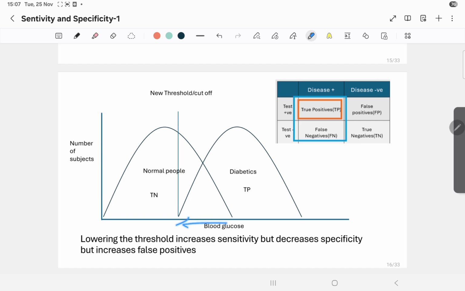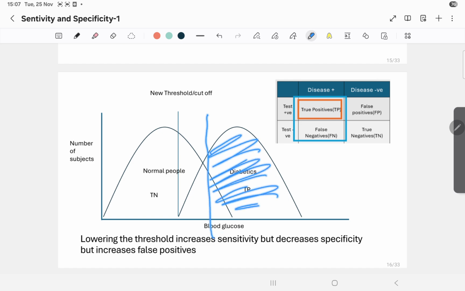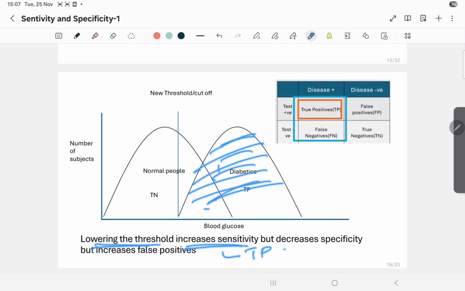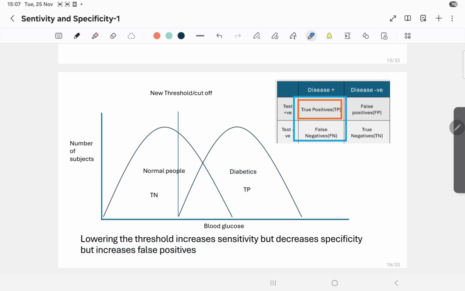So if I lower this threshold, previously my threshold or cutoff was here. Previously I was able to catch only this much of true positives. Now I am able to catch all the true positives. So lowering the threshold increases the sensitivity. What is sensitivity? True positives. So I am now catching more true positives. So that is why my sensitivity will increase. But I will have a decrease in specificity.